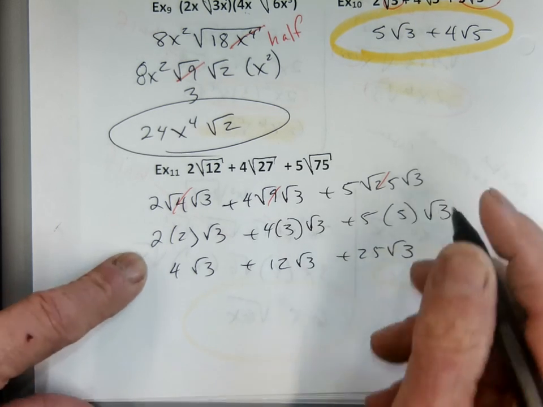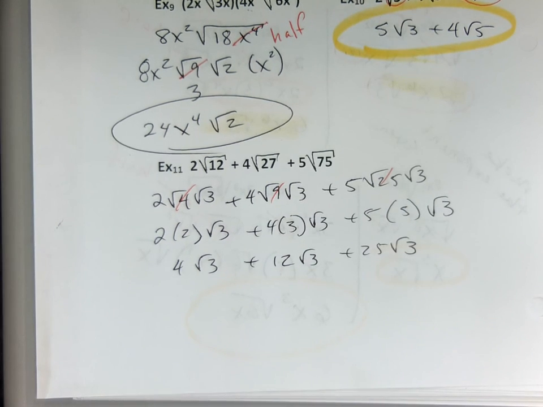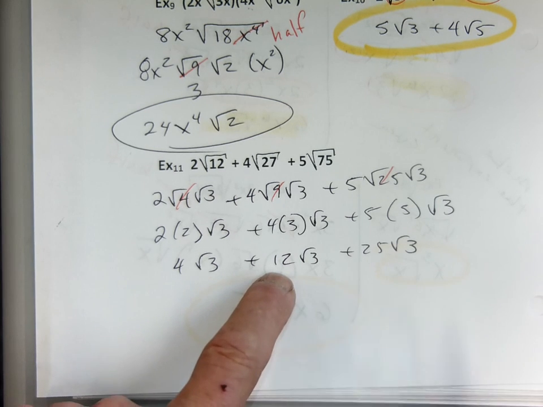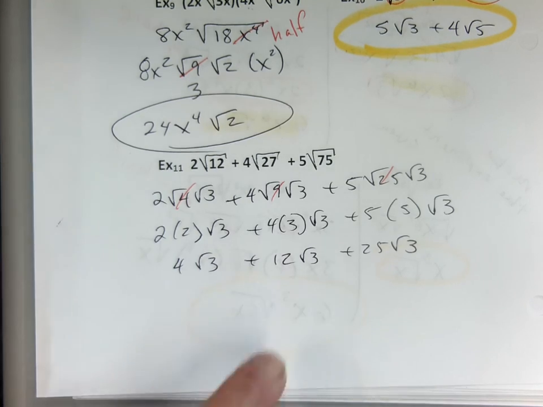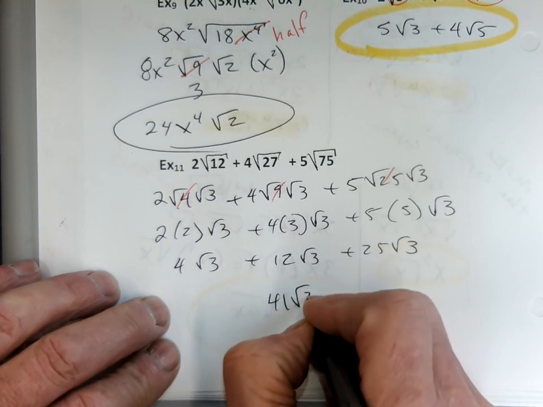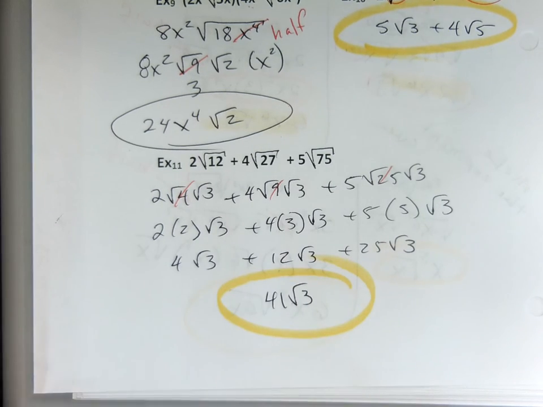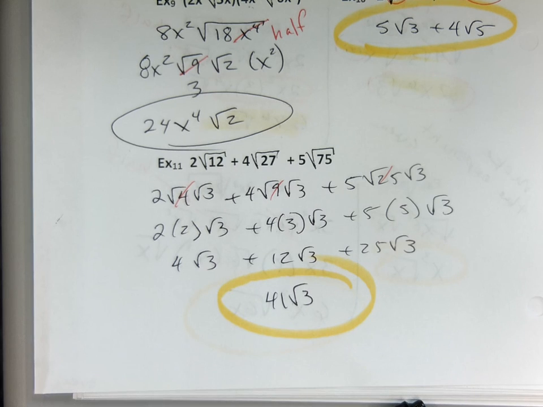Now, can I add them now? Sure, I can add them, right? Because they're the same. So let's see, 4 plus that's 16. What's 16 plus 25? I don't know. 16 plus 25 is 41 square roots of 3. All right. What do you think? It's not that bad? I used to teach this to my freshman algebra class a long time ago. So if my freshman algebra way back in the day could do it, you guys can do this, huh?